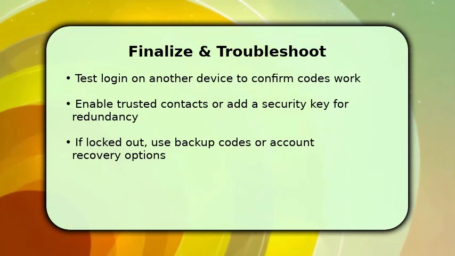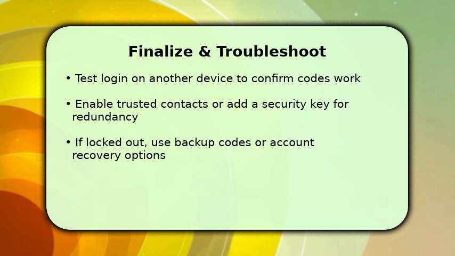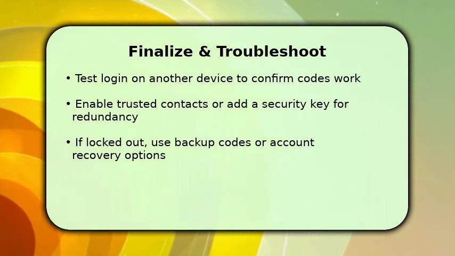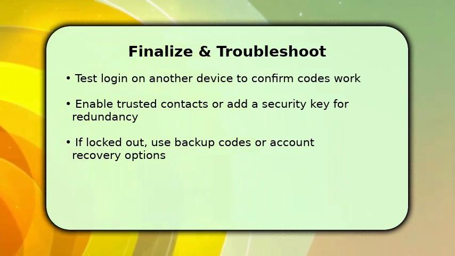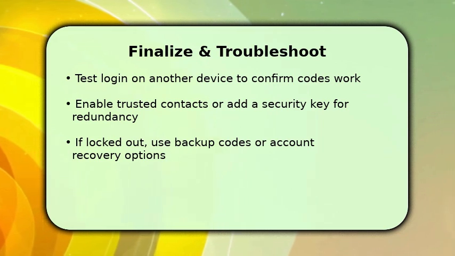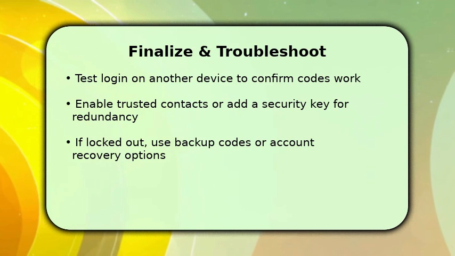Complete the process by testing the new two-factor setup. Log out and sign back in on a different device to confirm codes work as expected. Make sure to add at least one backup option such as trusted contacts or a security key because redundancy prevents getting locked out. If something goes wrong, use the saved backup codes first.